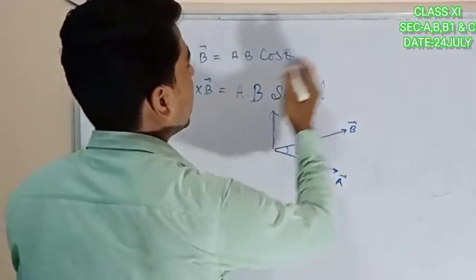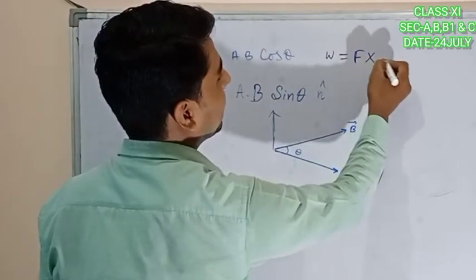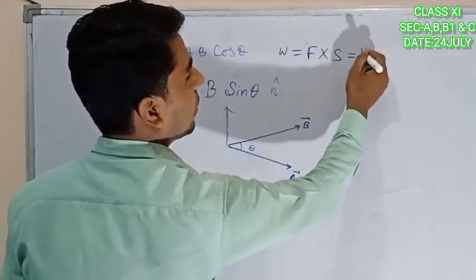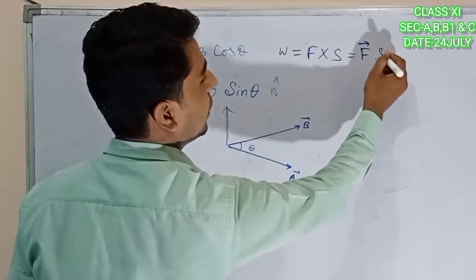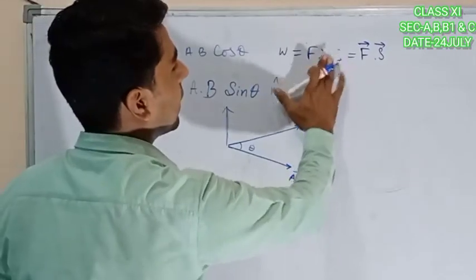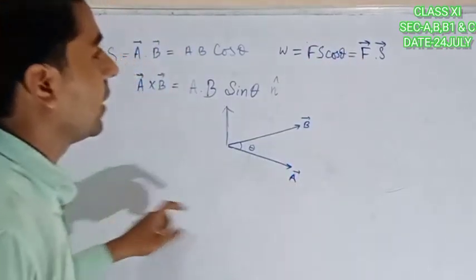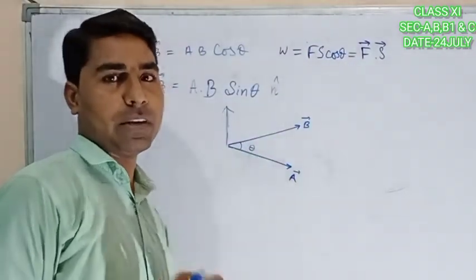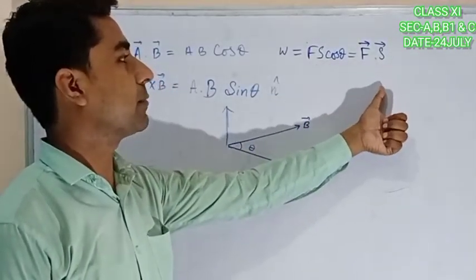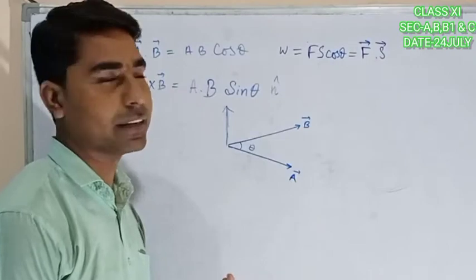So the example of the scalar product: W is equal to F dot S if you are writing without vector notation, but if you are writing with vector notation, this is vector F dot vector S. I'm putting one more thing, the angle also, so F S cos theta. Without vector notation it's just a magnitude. But here it is written in vector form, a dot product, and the result is a scalar quantity. No need of any direction.